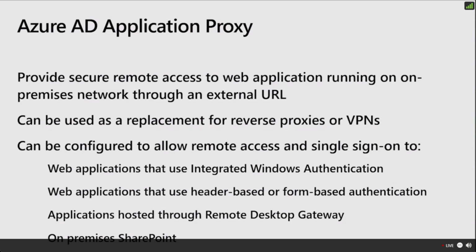This can be used as a replacement for reverse proxies or VPNs. There's a lot of organizations, as I mentioned earlier in the talk, who are publishing applications through VPN, where someone's got to authenticate to their VPN, and that gives them a connection into an internal application that's running on-prem. And you can configure this so that it can use remote access and single sign-on to web applications that use integrated Windows authentication, web applications that use header-based or forms-based authentication, applications hosted through remote desktop gateway, and on-premises SharePoint.